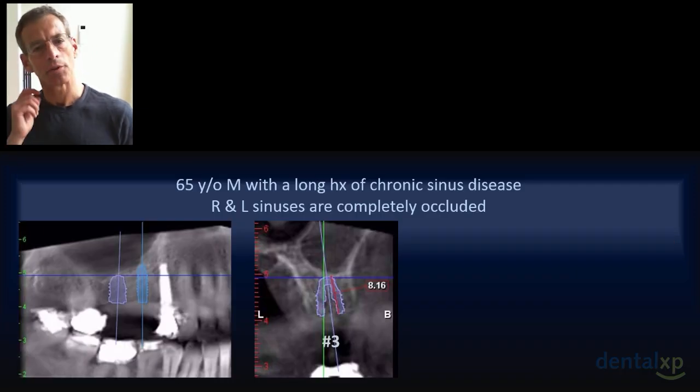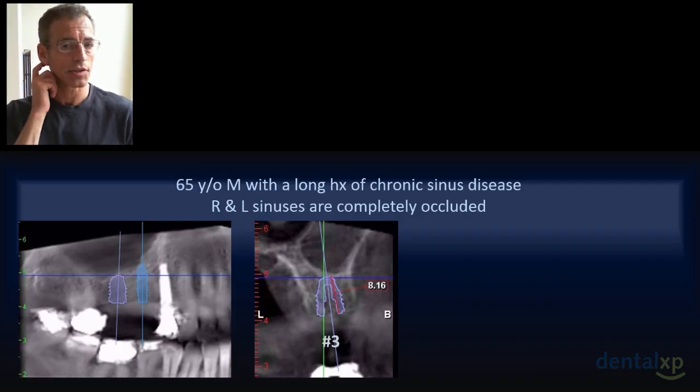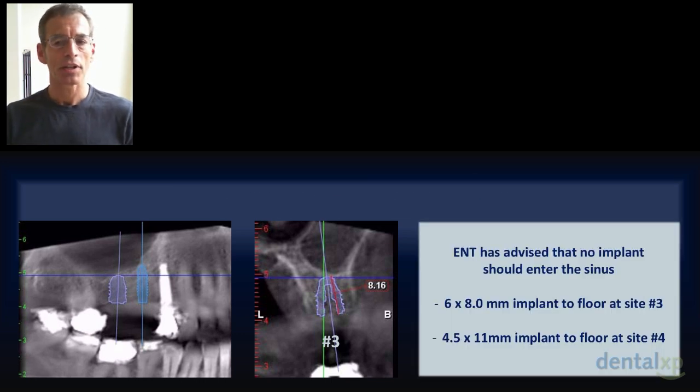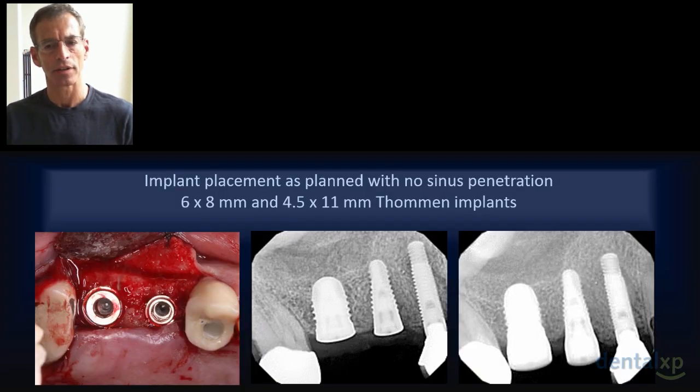Here's a 65-year-old male with a long history of chronic sinus disease due to cocaine abuse. His right and left sinuses are completely occluded. After consultation with the ENT, he advises me that no implants should enter the sinus. So we utilize shorter, wider implants that go just to the sinus floor to avoid complication. And following this treatment, the patient heals uneventfully, does very well.